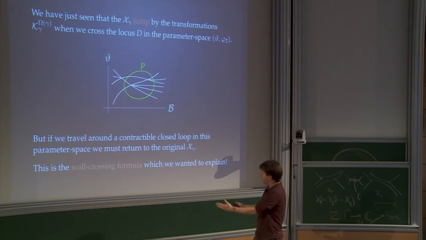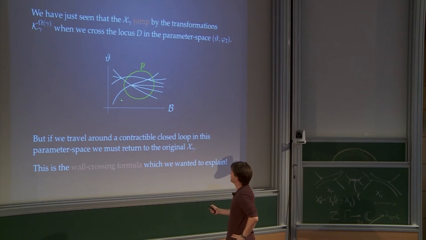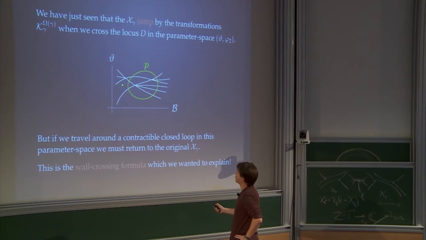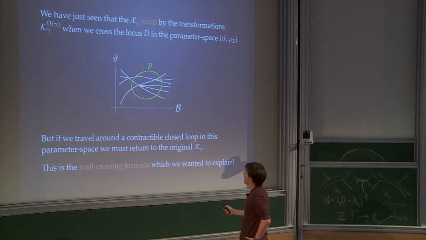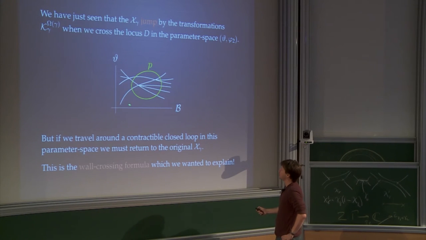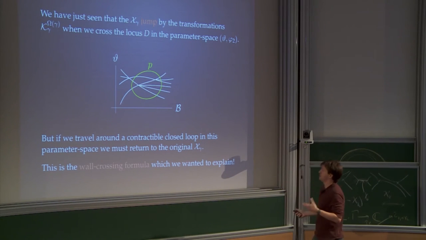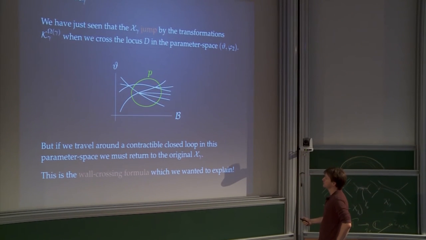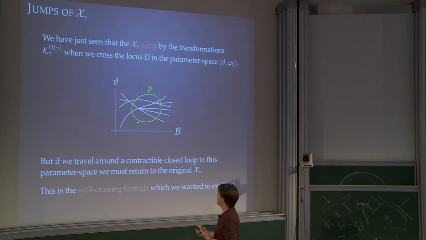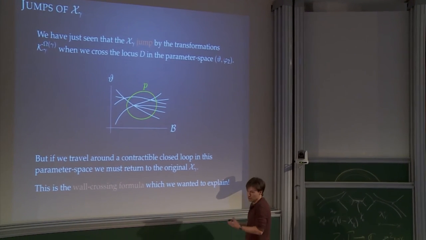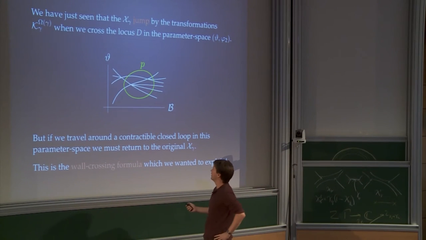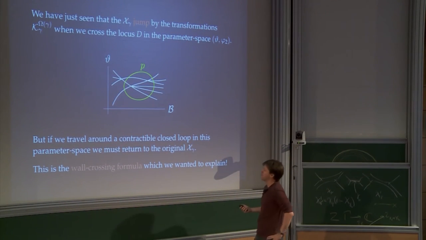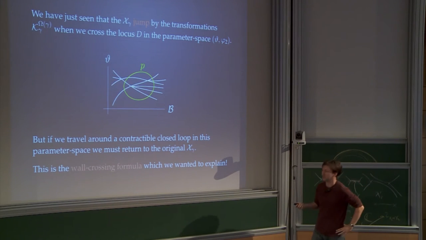So in particular, in each domain of this picture, I have a particular spectral network up to isotopy and a particular way of abelianizing the connection. And in each one of these domains, if I let my non-abelian connection vary continuously, these x gammas parameterizing this abelian connection have to jump. And they jump by exactly this k gamma. On the other hand, if we travel around a closed loop and come back to the original point, the x gammas are defined by just a univalent procedure. So we have to return to the original functions x gamma. And that's exactly the wall crossing formula which we wanted to explain.